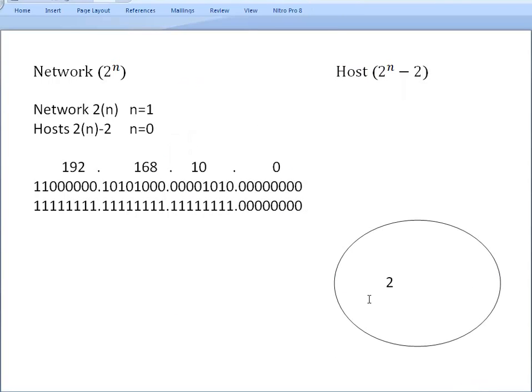Okay, we have 254 hosts. If we don't do anything, that's it. One network, 254 hosts inside. All the hosts will be able to communicate with each other without the help of a layer 3 device, like a router.